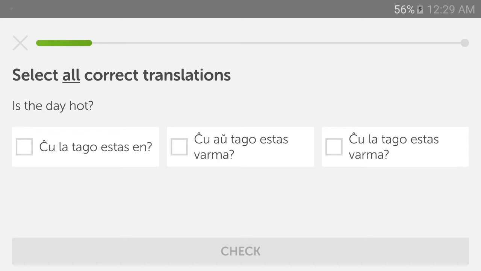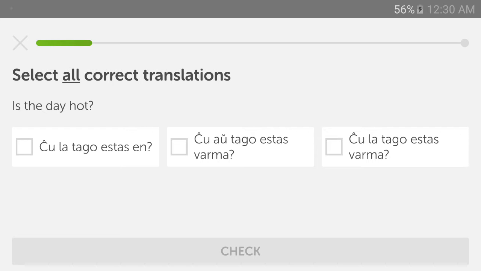Is the day hot? Every yes or no question in Esperanto should start with chu. That is basically the equivalent of do, is, all those words combined. So, is the day hot? Chu la tago estas in? That means, is the day in? No, that's stupid. Chu la tago estas varma?